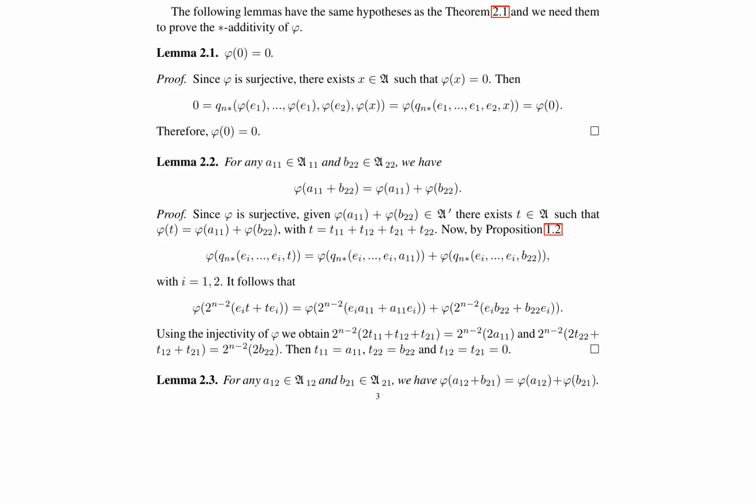The third lemma establishes that for any A12 in A12 and B21 in A21, φ(A12 + B21) = φ(A12) + φ(B21), again utilizing the surjectivity of φ and the quadratic expressions. These lemmas collectively contribute to the proof of the main theorem, implying that the map φ is *-additive.